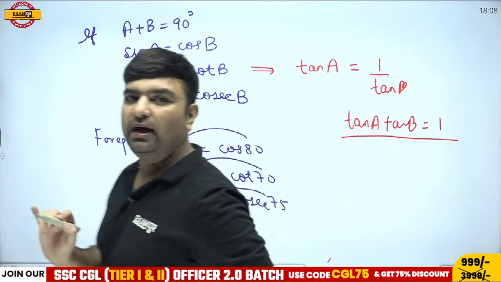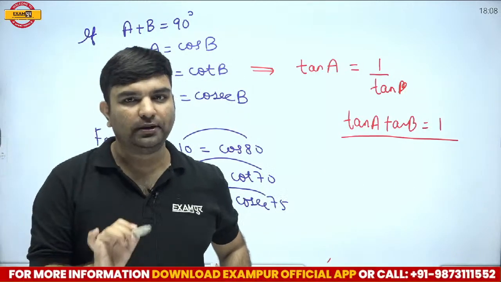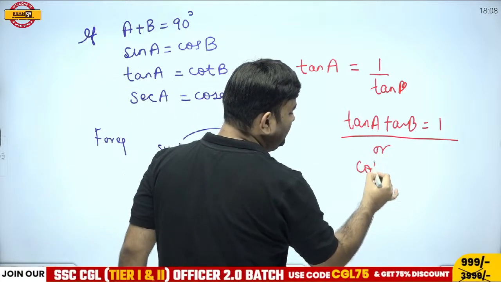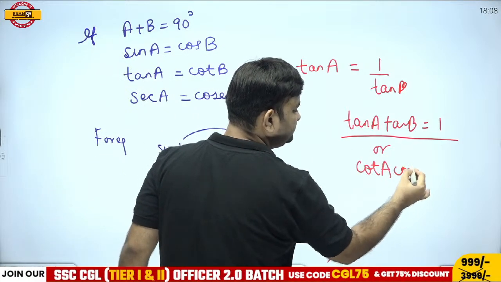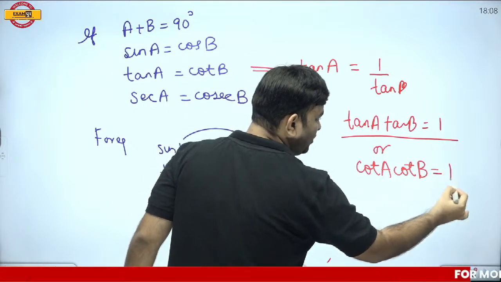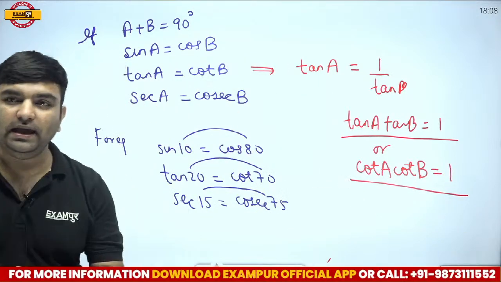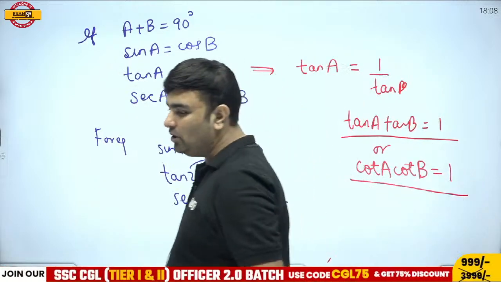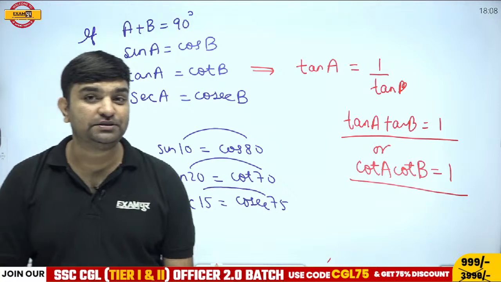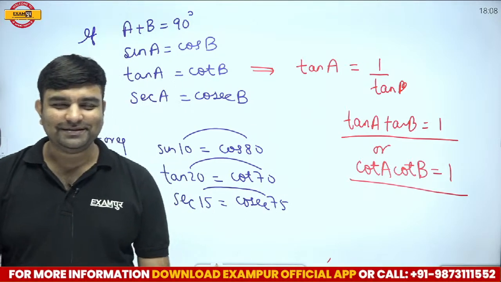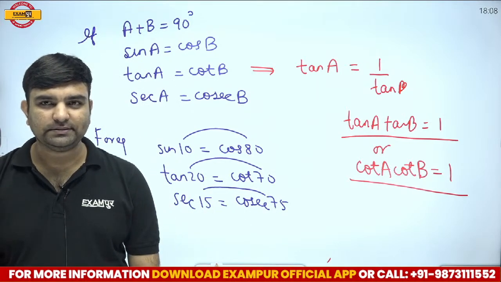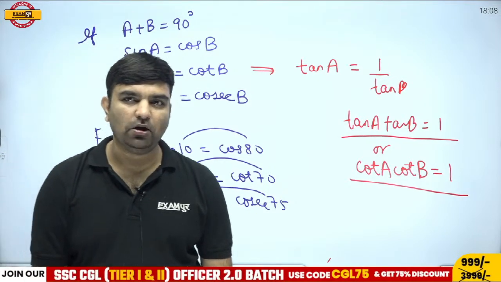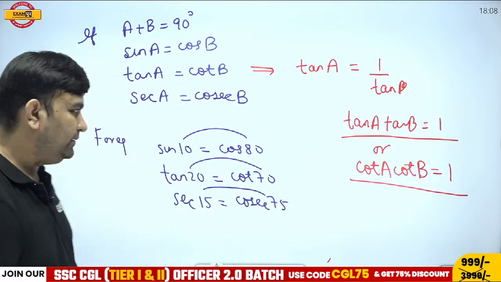If angles are complementary, then tan A into tan B is 1, as well as cot A into cot B is also 1. I hope this is absolutely clear now. Yeah? This is absolutely clear now, guys. This is being called complementary pairs.